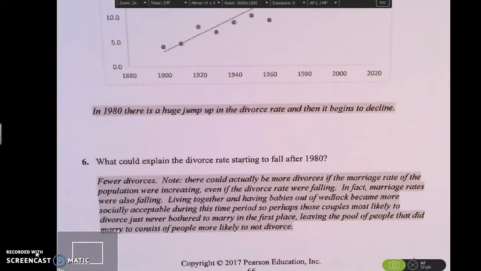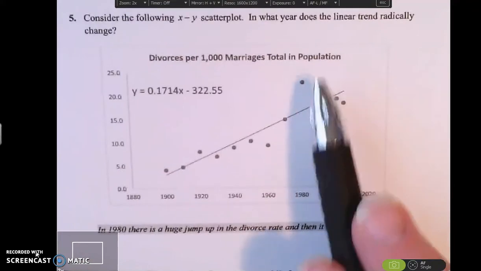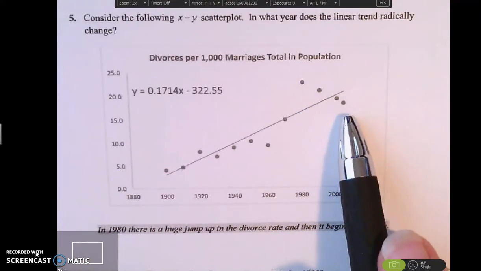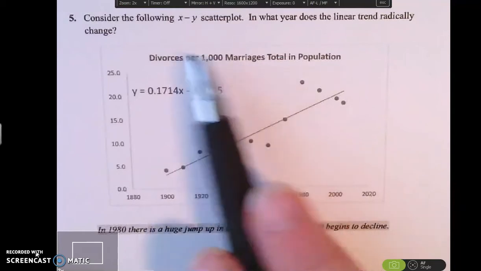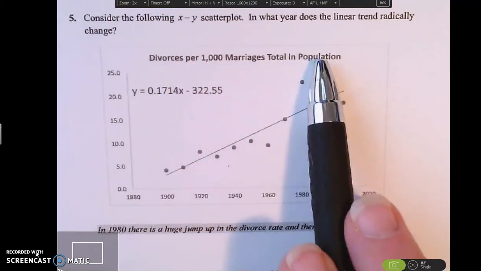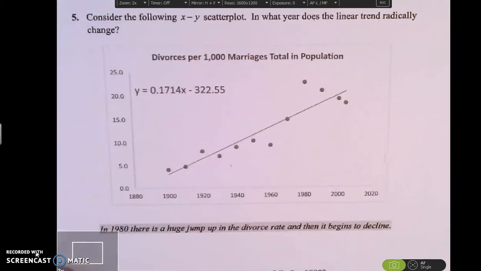Marriage rates were also falling. Living together and having babies out of wedlock became more socially acceptable during this time period. So maybe that's why couples were less likely to get divorced, because they didn't get married to begin with. That leaves the pool of people that could have gotten divorced to decrease. And so that could explain why over time the divorce rate starts to go down a little bit, because this is talking about the divorces per population. It does start to go down a little bit, but again, that could be because fewer people were getting married.